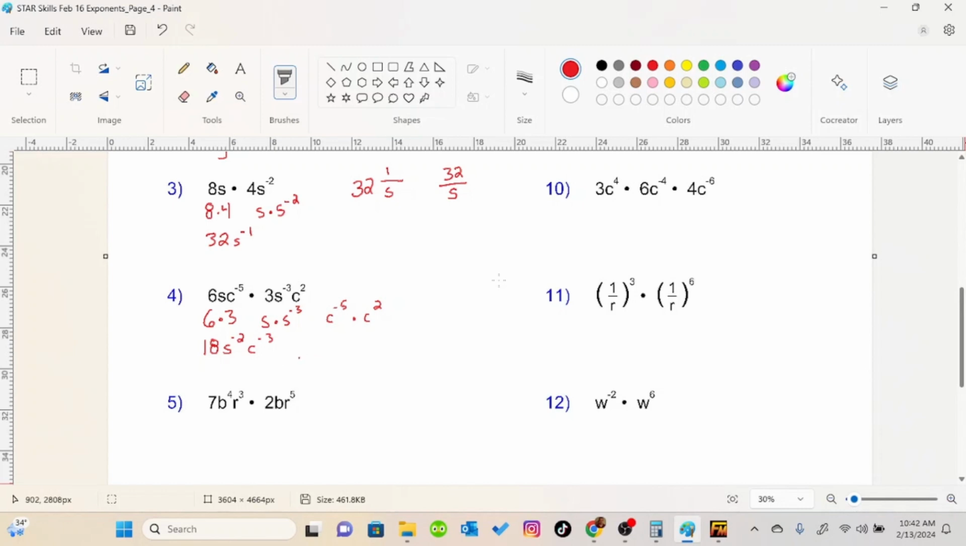Now we need these to only have positive exponents. So we could say 18 times 1 over s squared times 1 over c cubed. And then we could rewrite this as 18 over s squared c cubed.